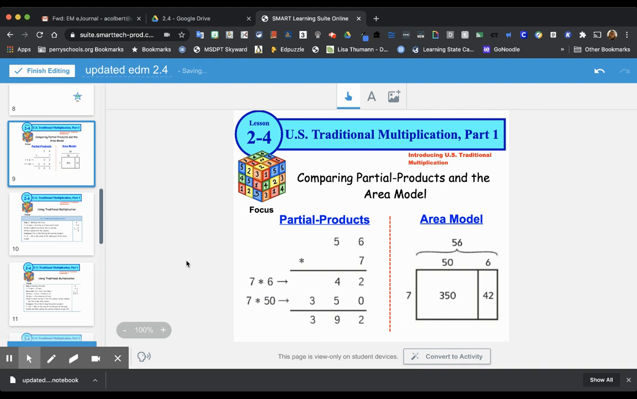On this screen, we see we're comparing the partial product to the area model. On the left, you have the partial product, and you can see the work that I just did, 56 times 7. The first row is 7 times 6, and then 7 times 50, giving us an answer of 392. And then on the right is that area model. You can see that it's the same thing. They've split up 56. They've turned it into a 50, and they've turned it into a 6. And then they've got 7 times 50, which is 350, and then 7 times 6 was 42. And we know that we would add those two together.